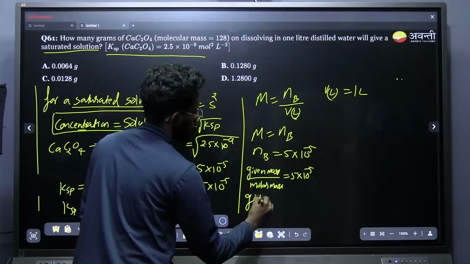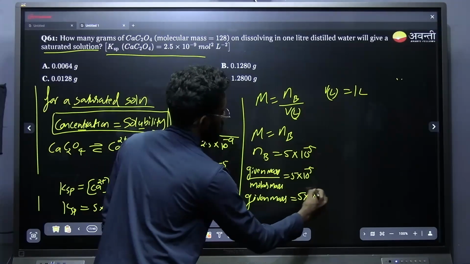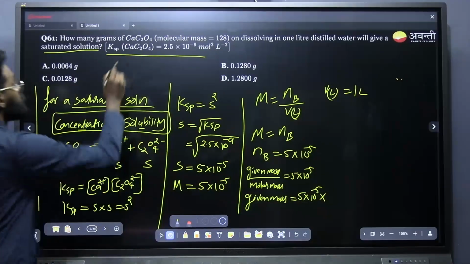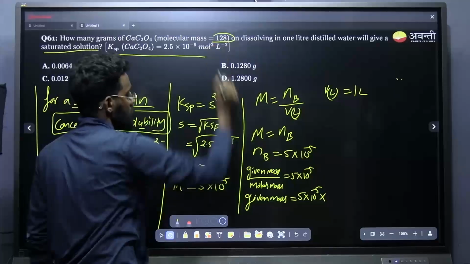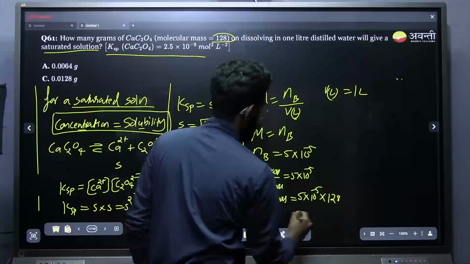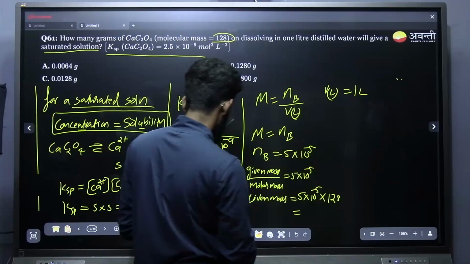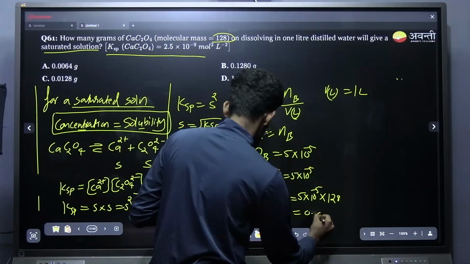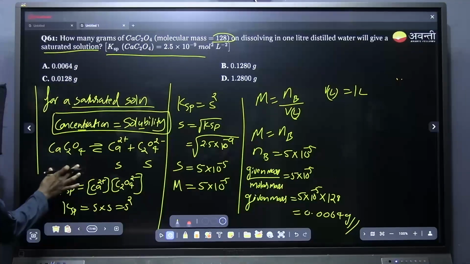So the given mass is equal to 5 into 10 to the power minus 5 into molar mass of CaC2O4. What is the molar mass of CaC2O4? It is mentioned 128. So I got the answer 128. So what is the final answer? Final answer is coming 0.0064 gram. So this is how you can solve this question completely.